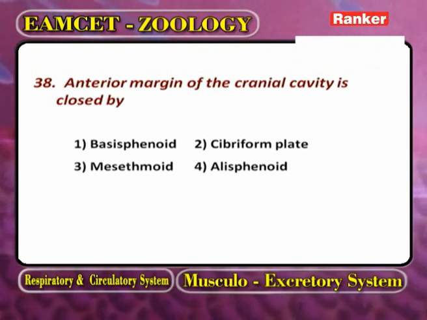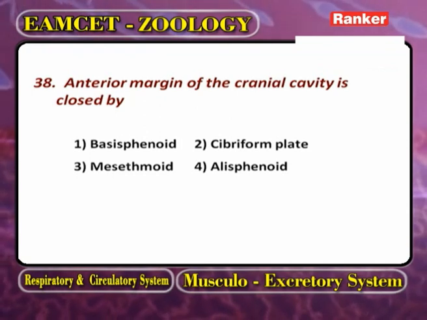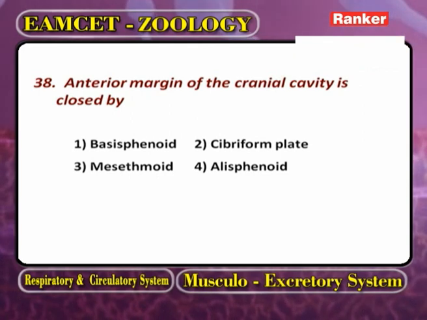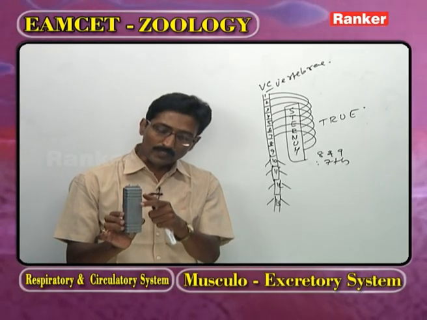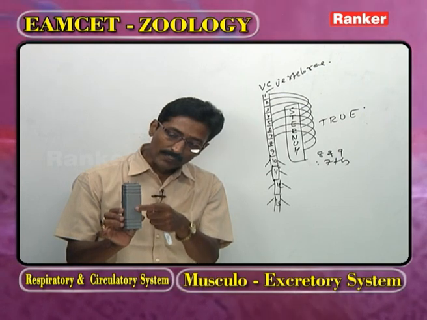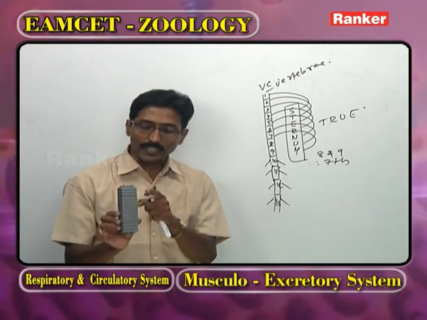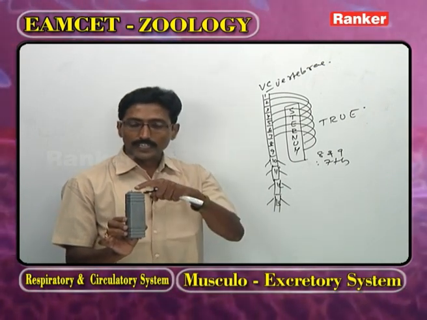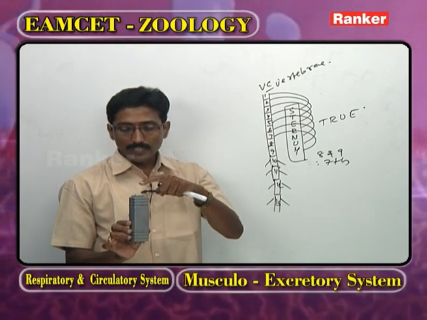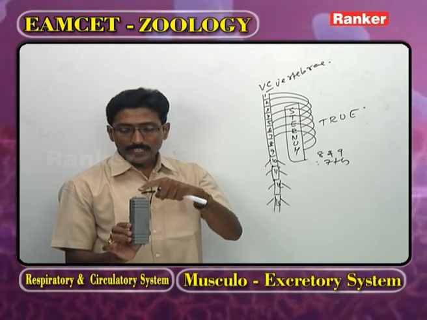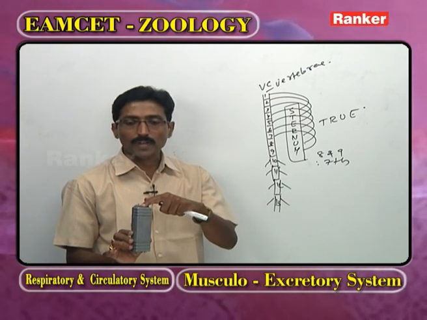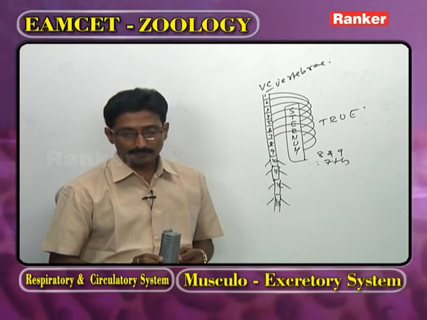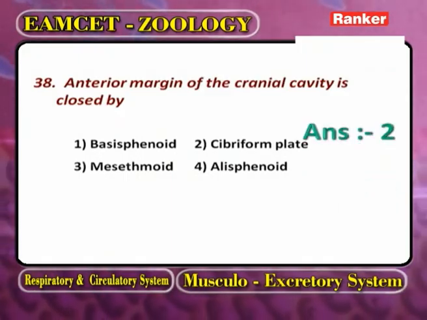Anterior margin of cranial cavity. Now this part we call the cranium. The cranium is also called the brain box. As we observe the cranium, this is the dorsal side, this is the ventral side, and these are the lateral sides. This is posterior and anterior. The anterior end of the cranium is covered by what type of plate? Cribriform. Now the answer is. Next question.